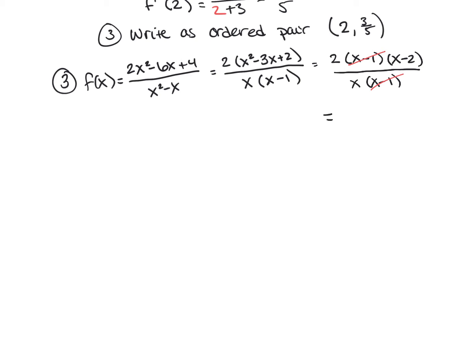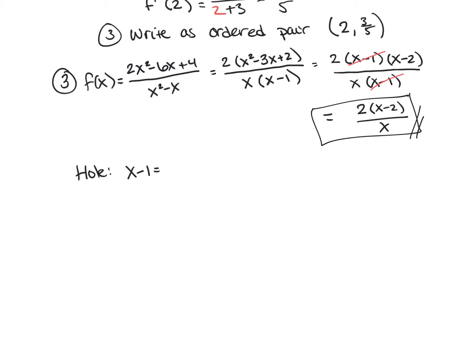And my new equation I'm going to work with is 2 times (x - 2) over x. This is the new equation I'm going to be using from now on. But since we factored out that factor of (x - 1), let's look for our hole. First, we need to set the factor equal to 0. So we'll have x - 1 = 0, so we get x = 1. That's the x value of our hole.